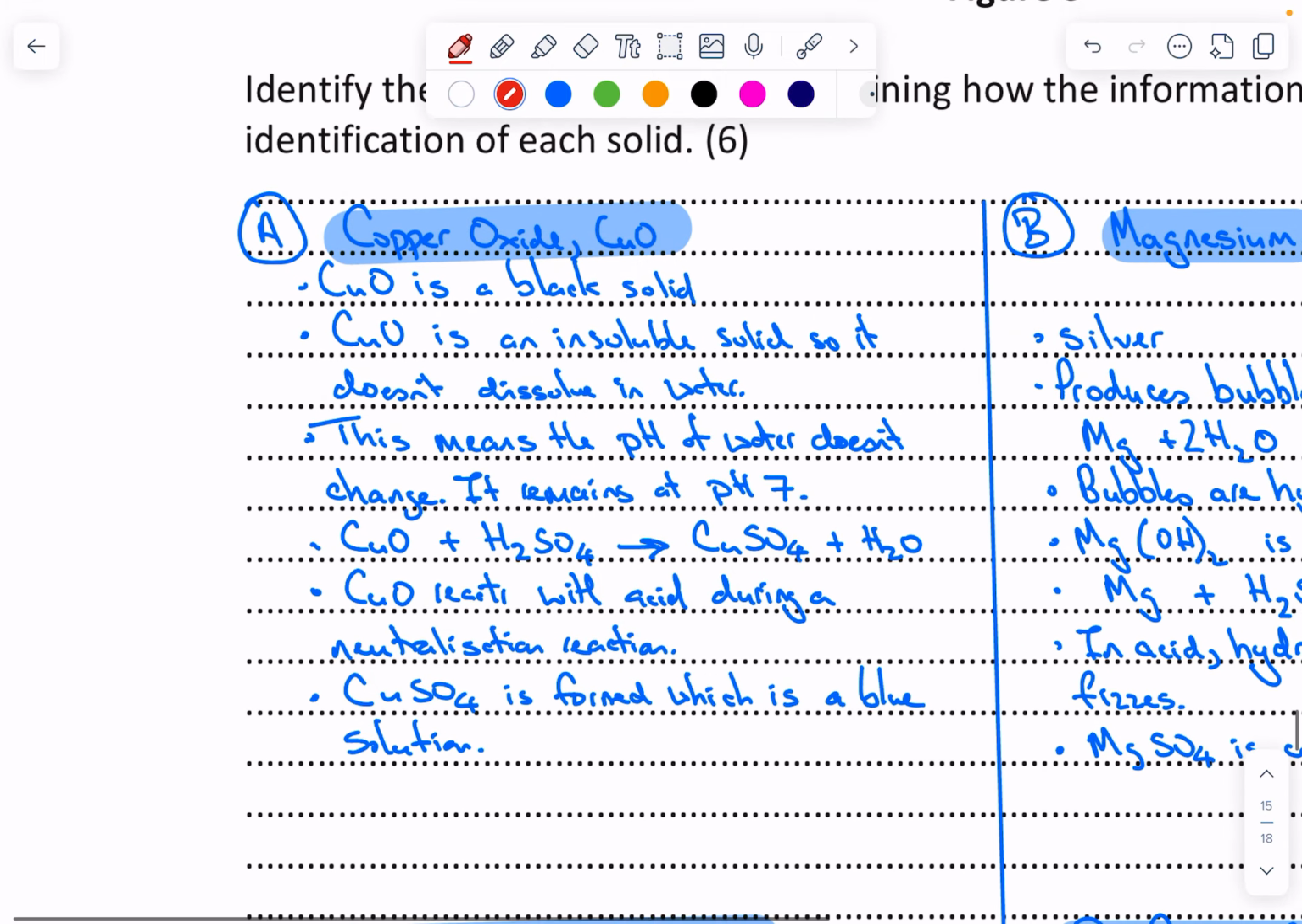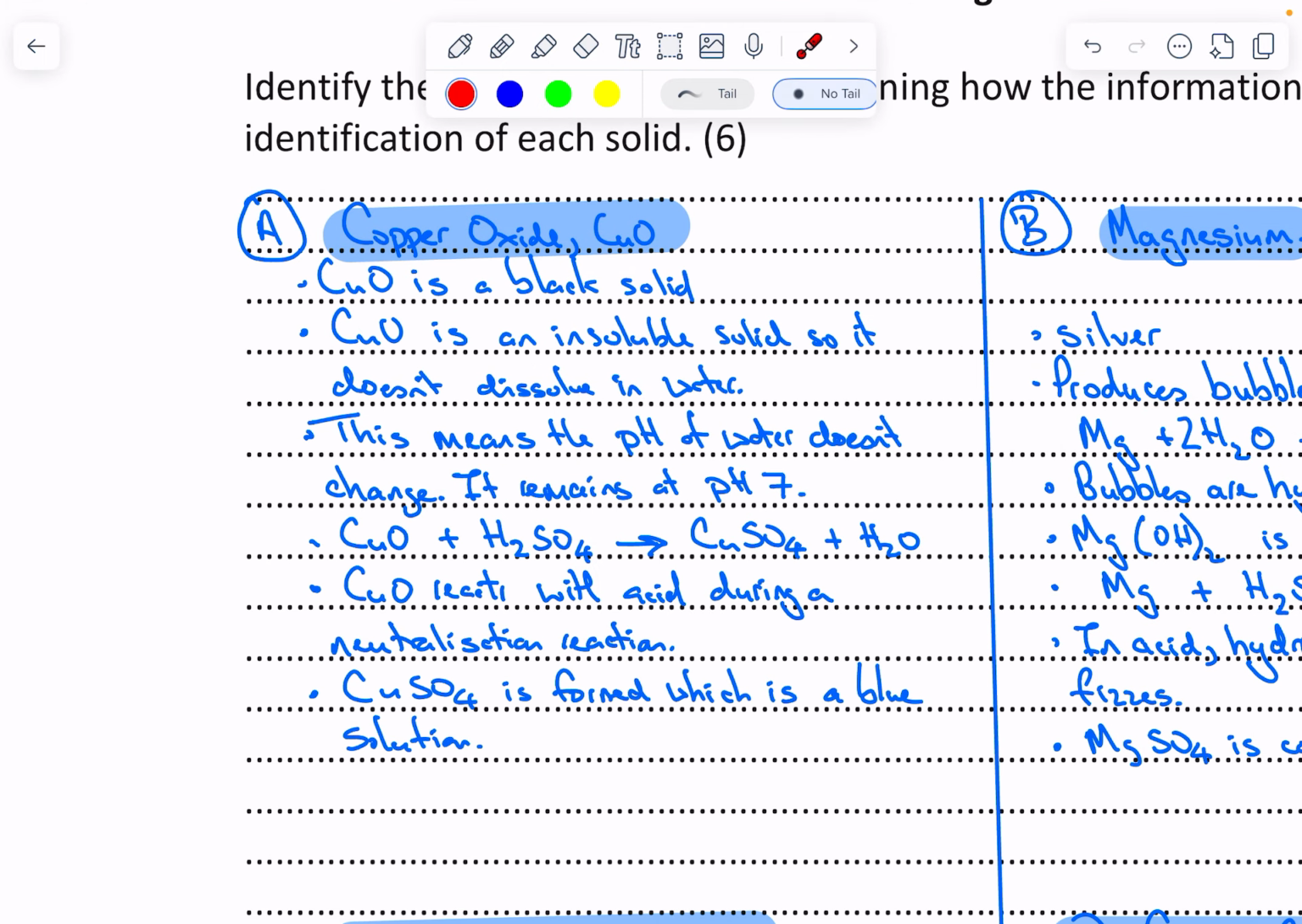So for compound A we've identified, and each bullet point here is going to get you a mark on the mark scheme. So copper oxide is bullet point A. Copper oxide is black. It's insoluble, so therefore it doesn't dissolve. This means the pH of the water doesn't change, it remains at pH 7.